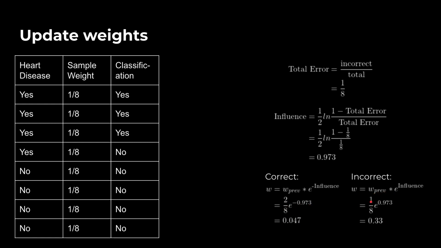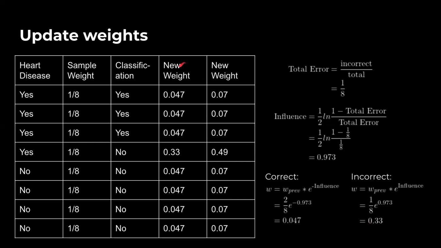For the incorrect one, we have 1/8 times e to the 0.973, and we get 0.33, right? And so this is much larger than our previous weight. And so this way, when it comes to the next iteration, we'll have much more weight in the incorrect samples, and so we can focus on classifying those ones correctly for the next decision stump.